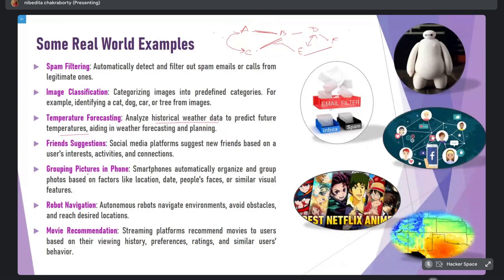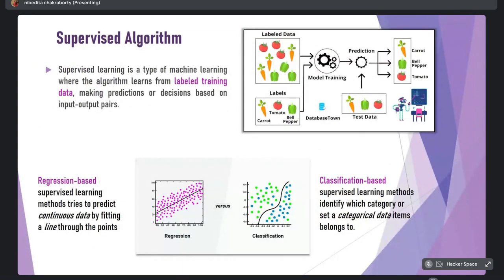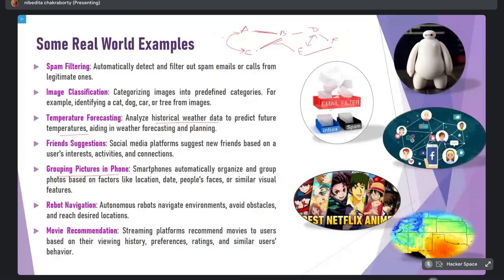Okay. Now grouping pictures in phone. So give me an application example which groups pictures. Google Photos. So what kind of grouping did Google Photos do for you? Based on people's faces and location. Right, based on people's faces and location. What is your name? Pratyusha. Great, good answer.